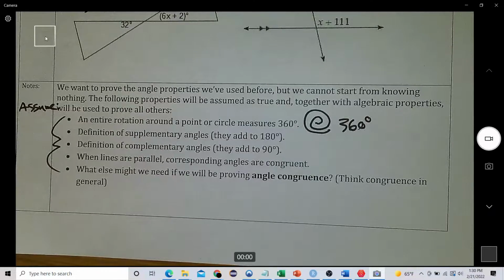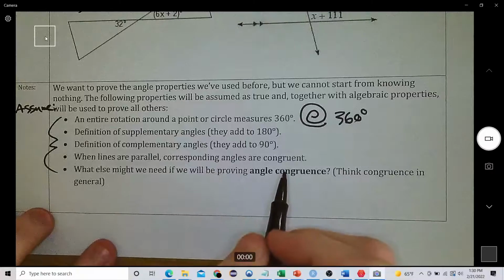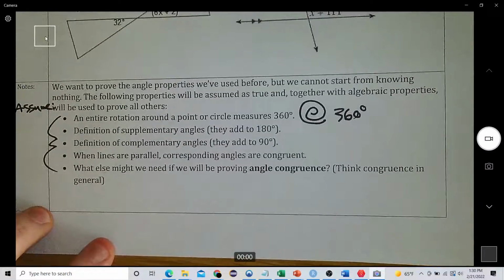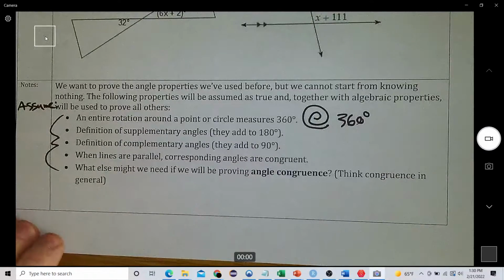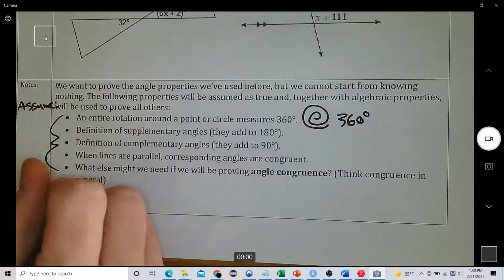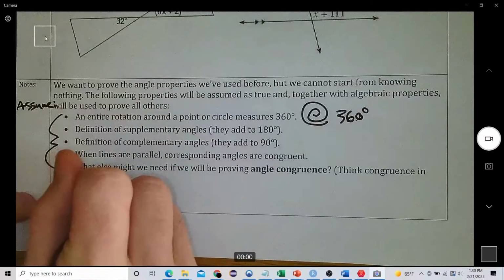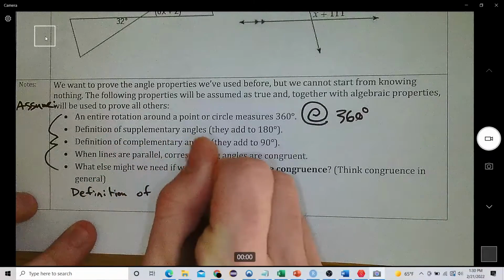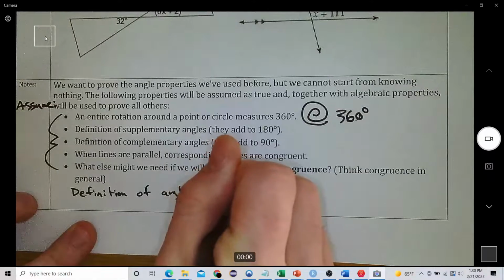Okay, so if we have this stuff, if we have supplementary angles, if we have all this stuff, what else will we need? If we're trying to prove vertical angles, if we're trying to prove alternate exterior angles, if we're trying to prove all these different types of angles, what other thing might we need that's similar to what we've used in segment congruence? Comes up a lot. Congruence, yeah. The definition of congruence for angles. Definition of angle congruence. That's what we need.